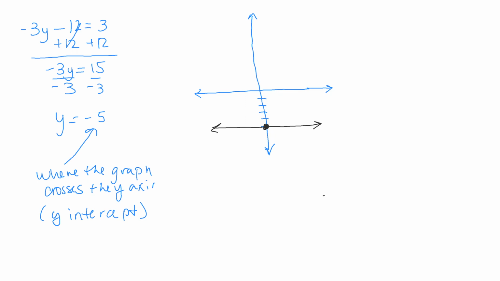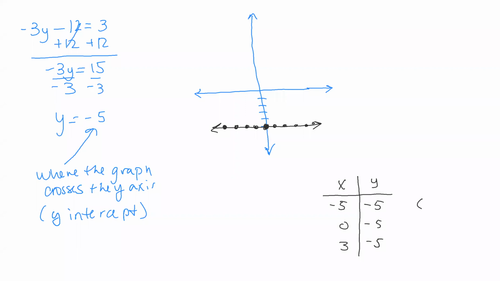Now, let's say you did need to create a table of values, no big deal. What value can y be? Well, the only value y could be would be negative 5. And what could x be? X could be anything. This horizontal line goes forever. There's infinitely many x coordinates on this line, so you just have to pick a few. All right, and there you would have ordered pair solutions.